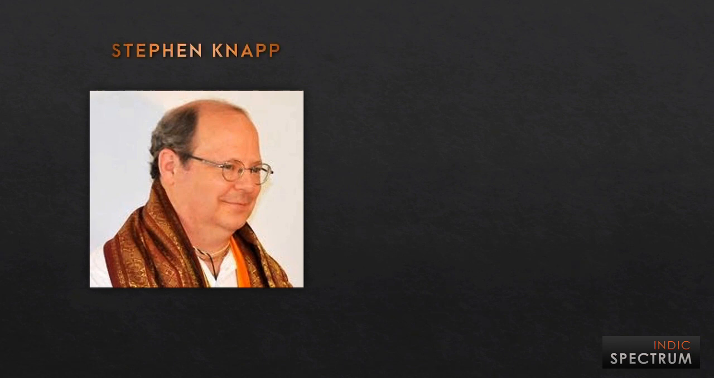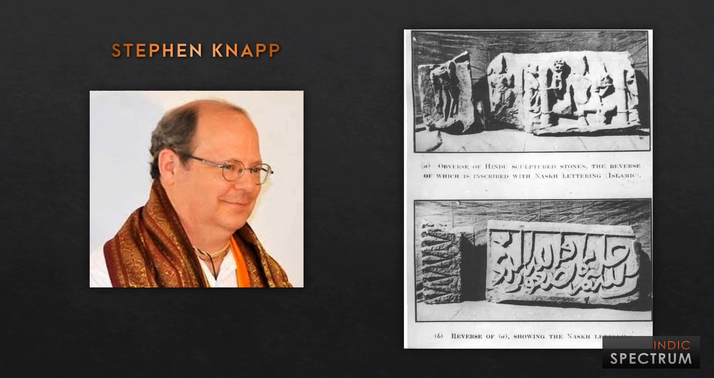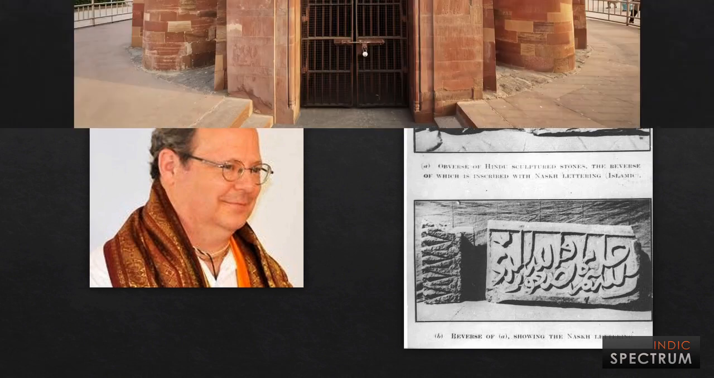Stephen Knapp, the famous Vedic and Hindu culture expert, discovered a photo of stones dislodged from the minar having a Hindu image on one side and Arabic inscription on the other. These stones clearly show that the Muslim invaders only removed the outer dressing of the tower and reversed the stones with Arabic inscriptions on them and fixed them as it is.